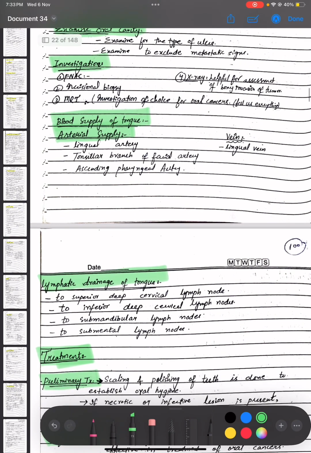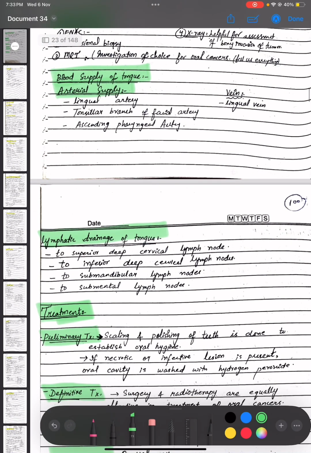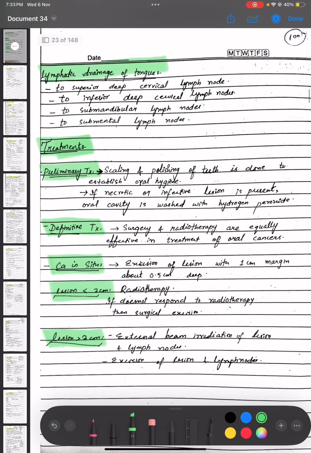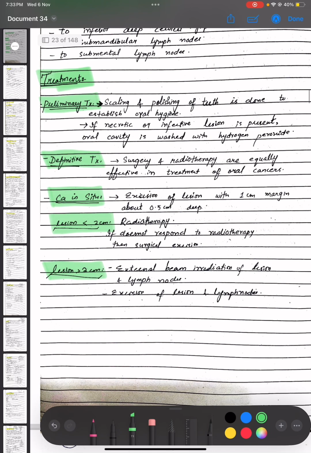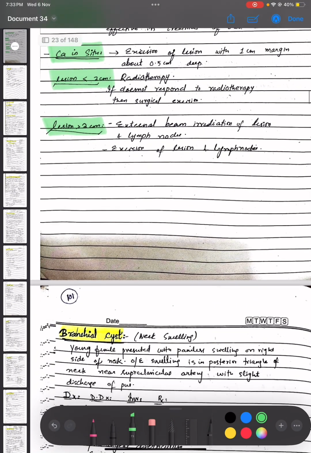The blood supply of the tongue: the arterial supply is the lingual artery, the tonsillar branch of the facial artery, and the ascending pharyngeal artery. Then we discussed the lymphatic drainage of the tongue. Then we discussed the treatment options, that is preliminary treatment, then definitive treatment, then for carcinoma in situ, then for the lesion less than 2 cm, and then for the lesion greater than 2 cm.